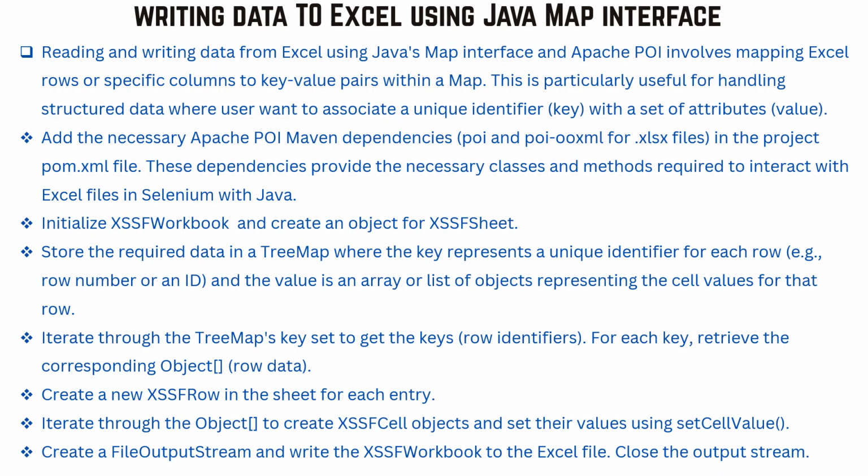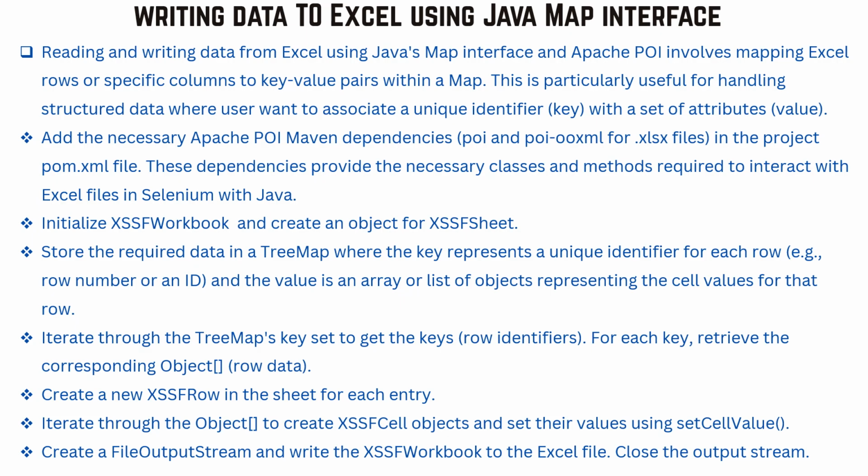Once it is done, the user can iterate through the TreeMap's key set to get the keys, the row identifiers. For each key, retrieve the corresponding object or row data. After that, the user can create a new XSSFRow in the sheet for each entry, then iterate through the objects to create XSSFCell objects and set their values using setCellValue, and create a FileOutputStream and write the XSSFWorkbook to the Excel file, then close the output stream. So that is the way the user will be able to create the Excel sheet in the project or any desired location.